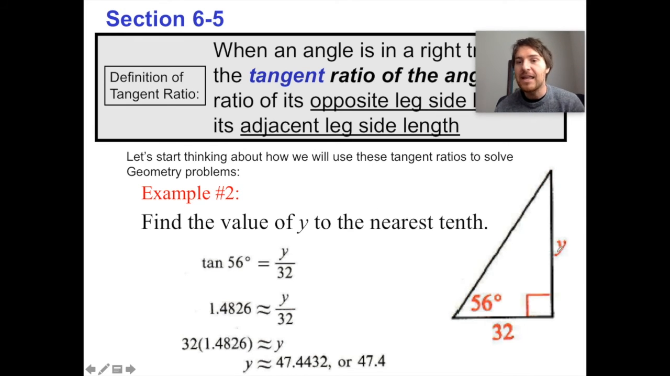Just eyeballing it, we can tell that our answer is correct. 47, I would buy that this is about a length of 50 or so, maybe a little bit less than 50. If this is 32, it's about 1.5 times longer than this side. I can tell that our answer is probably right.